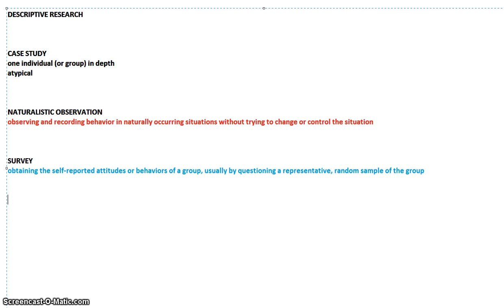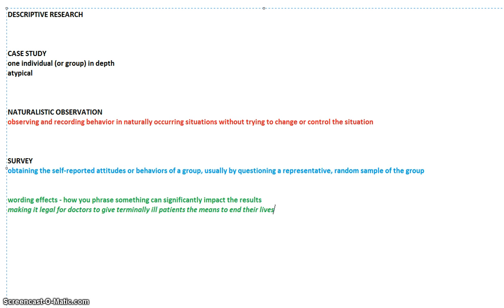One of them is what we call wording effects. So this is how you phrase something and how it can significantly impact the results. So for example, a 2005 Pew Research survey asked people one of two things. Half of them were asked whether they favored making it legal for doctors to give terminally ill patients the means to end their lives. When that's what they were asked, 51% said, yes, I do favor that.